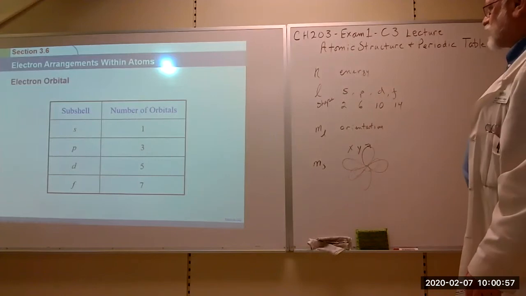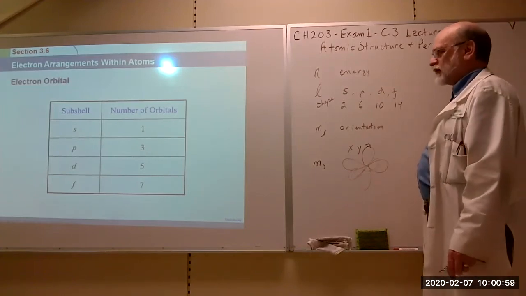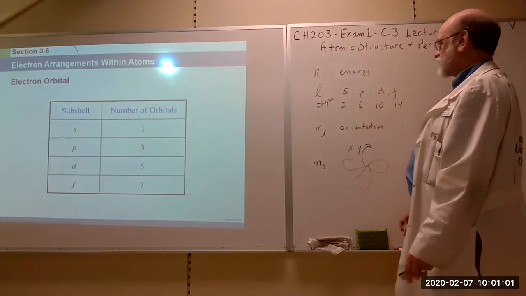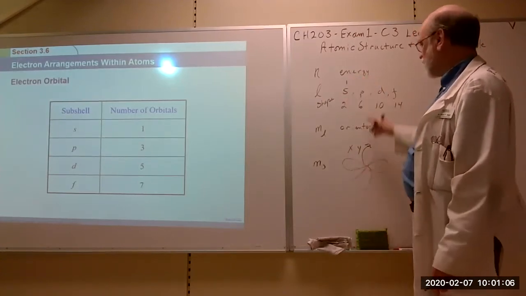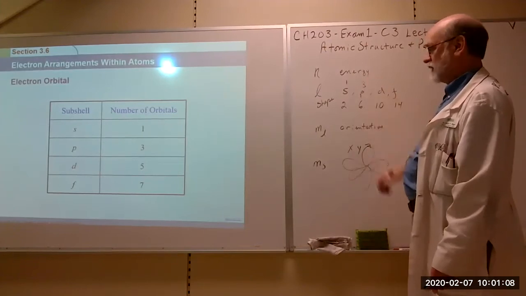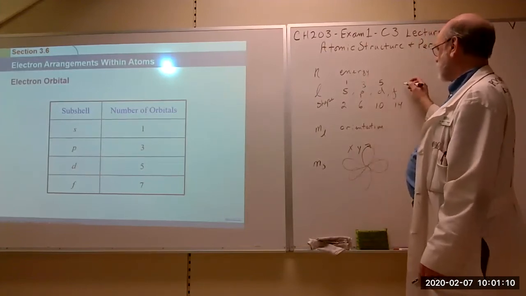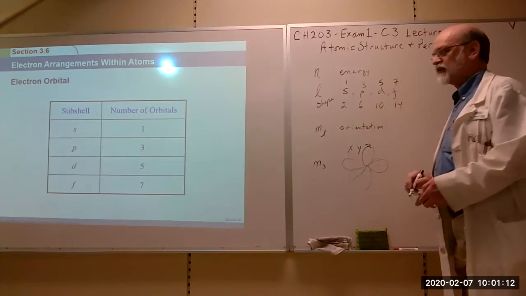Okay, so how many possible orbitals can you have in this subshell of S? You can only have 1. P's, you can have 3. I mentioned that earlier. D's can have 5. F can have 7 possible orbitals.